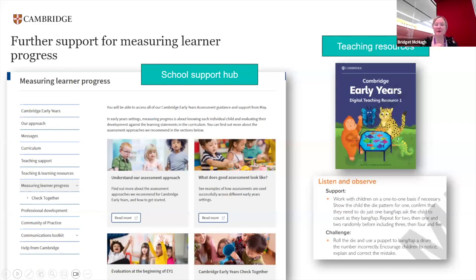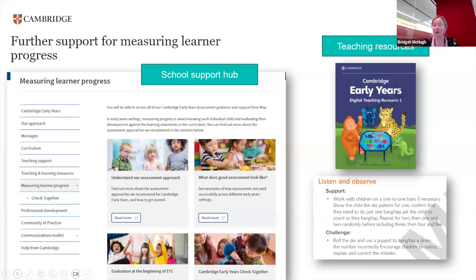Some of the things that Philippa and Chris have been talking about today: we've got so much more support for monitoring learner progress as part of Cambridge Early Years. On our school support hub, which you can see on the left of the screen, available for registered Cambridge Early Years centres, you'll find lots of helpful training guidance. And then our resources on the right, such as our teaching resources, and we also have learners books.